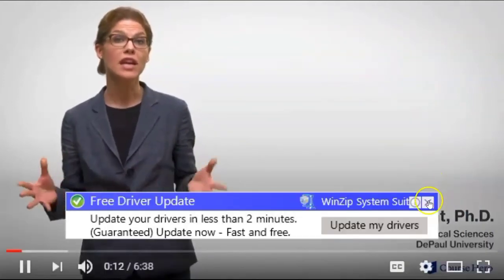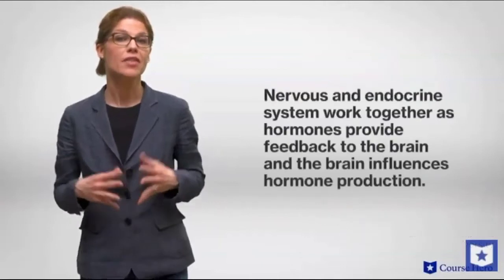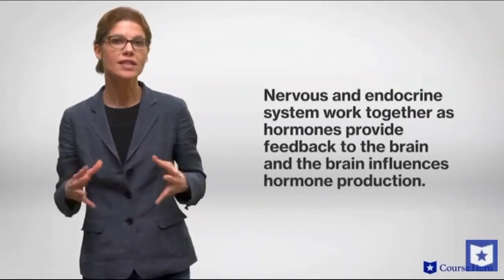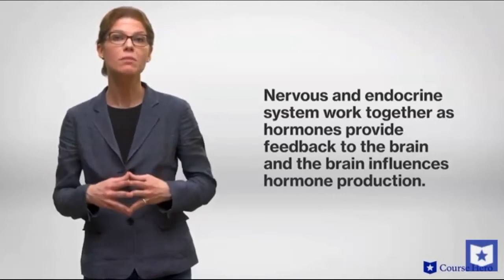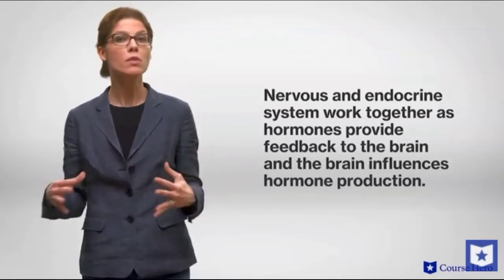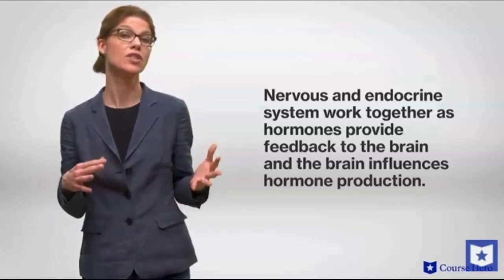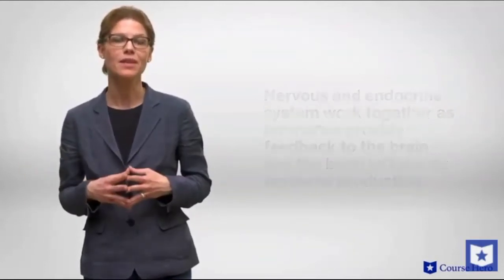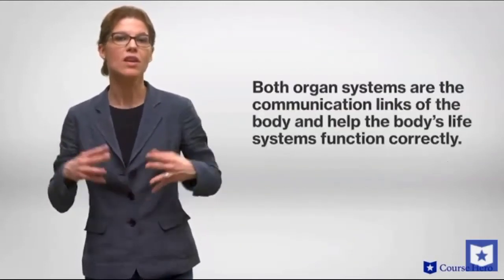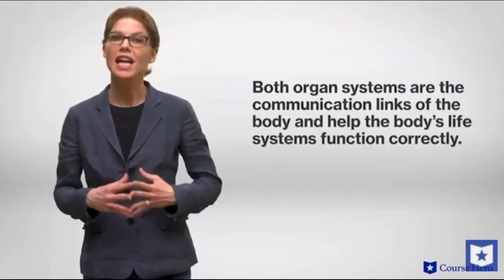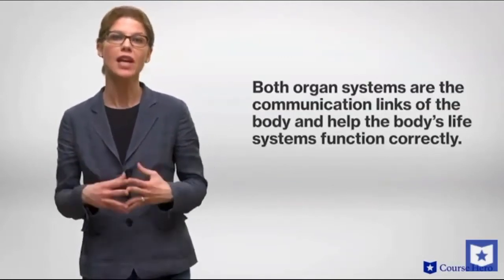The human body is constantly perceiving and responding to stimuli, both from the outside world and from within our bodies. The nervous system works with the endocrine system as hormones provide feedback to the brain, and the brain influences hormone production in response to both external and internal stimuli. Both these organ systems are the communication links of the body and help the body's life systems function correctly in relation to each other. Let's take a more detailed look at each of these organ systems, starting with the endocrine system.